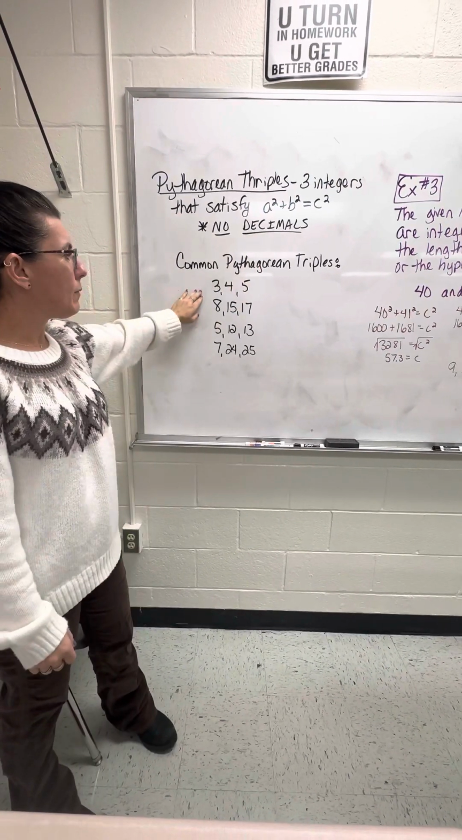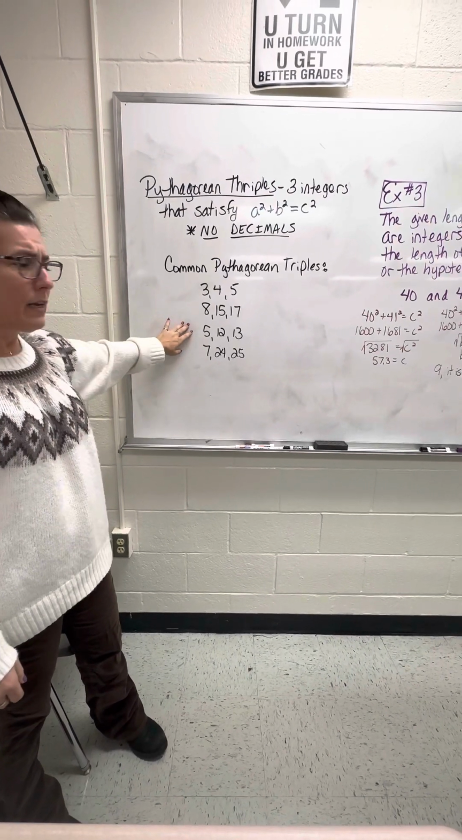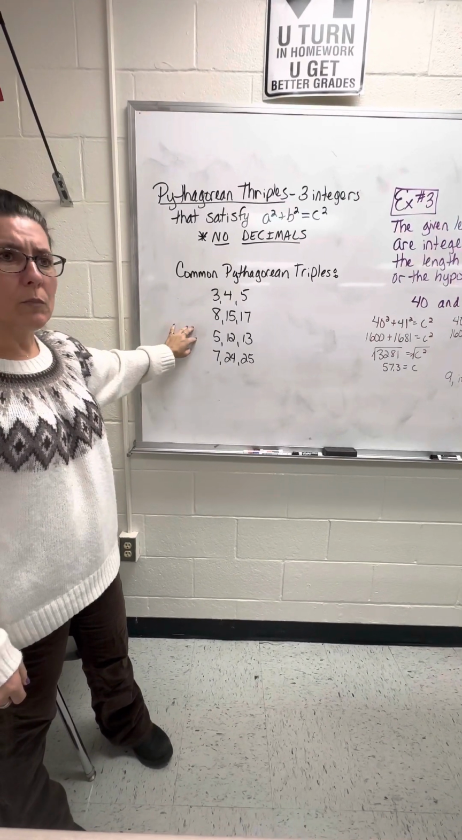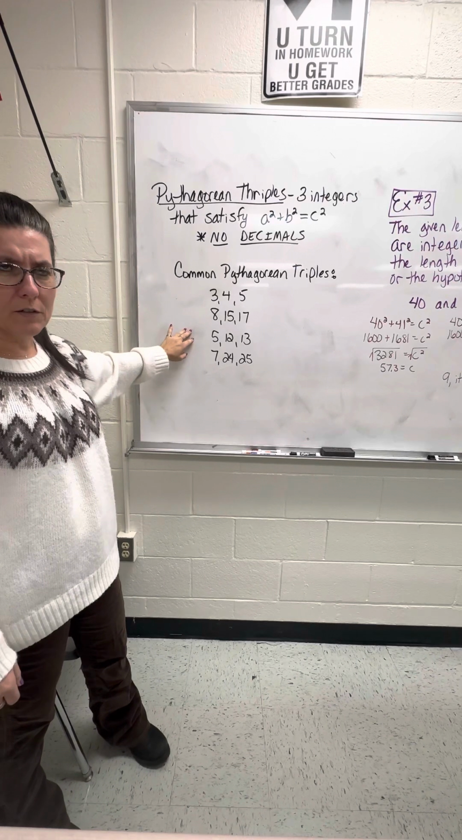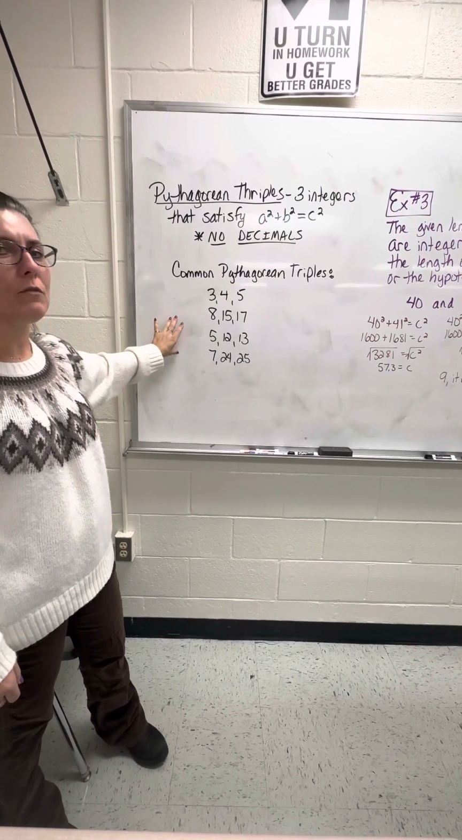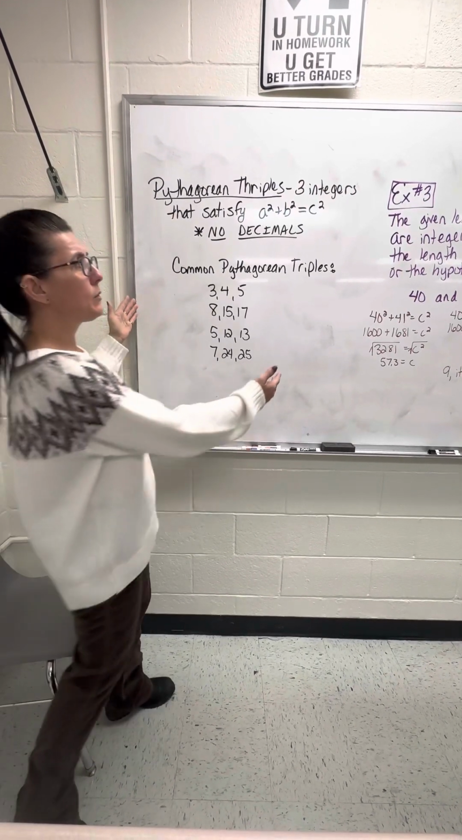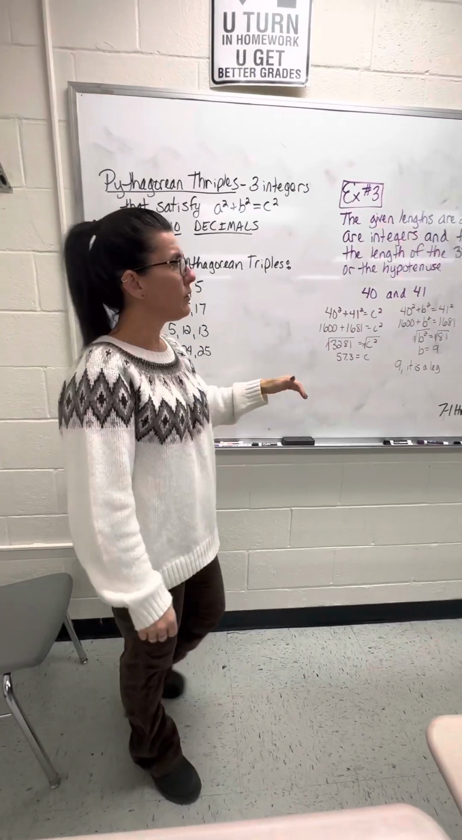So here's some common ones that you'll run into quite a bit. There's also a bigger list in your book. I don't want you to memorize these, just be familiar with them. So we're going to use this idea to find an unknown side.